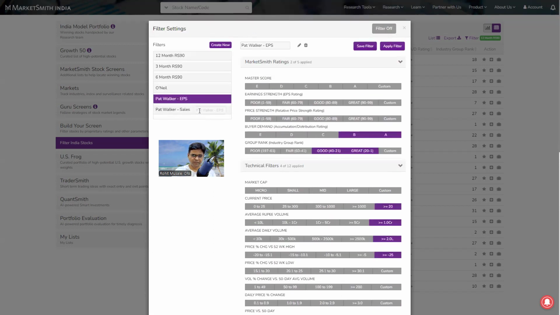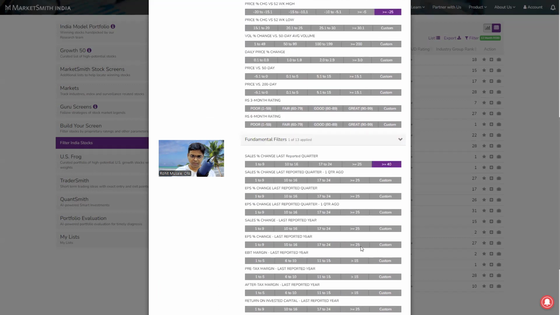There is a slight change for the second filter. The institutional demand remains the same, group rank remains the same, these filters remain the same. Only difference is sales change. Instead of earnings, we take the sales more than or equal to 40%. So if I look at the June quarter sales of this year and compare with the previous year June quarter sales, and if it has gone up 40% or more, then I would pay attention to the stock.